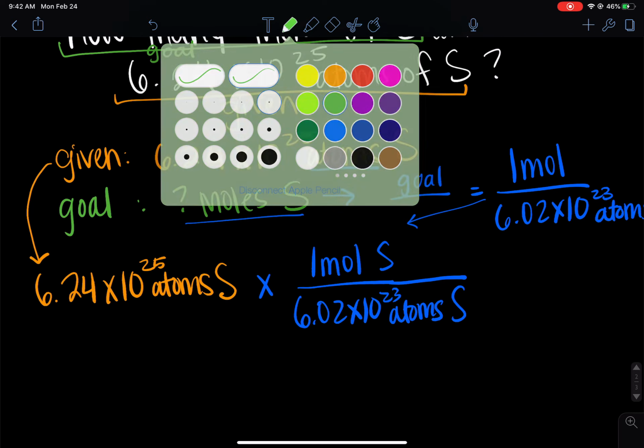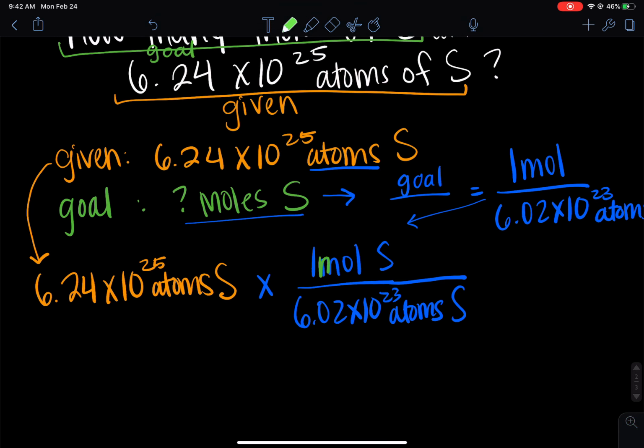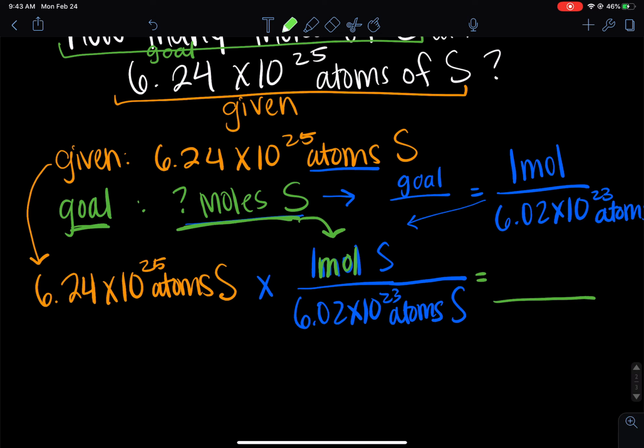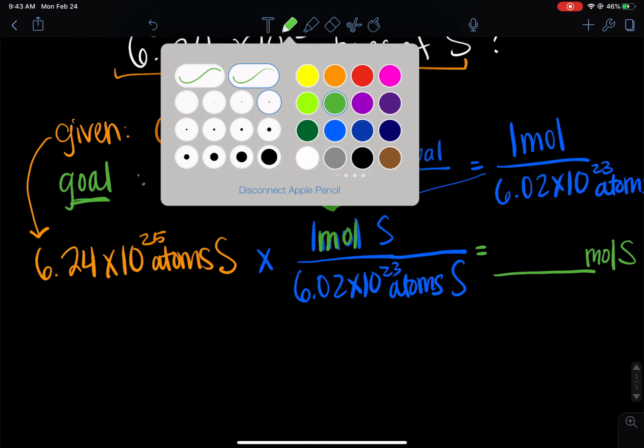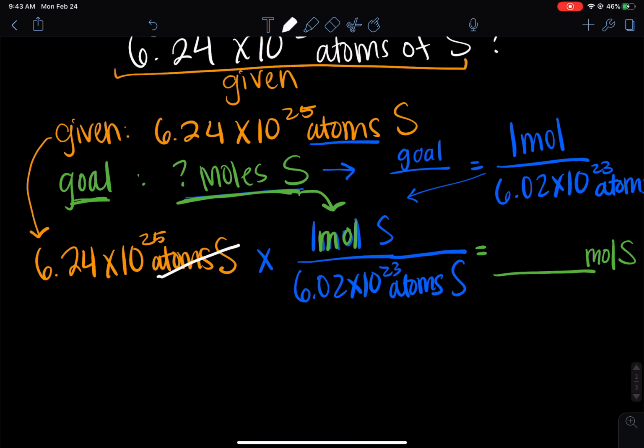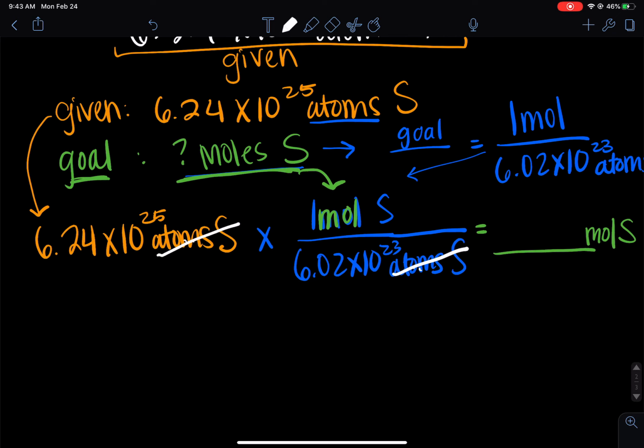So once you have your conversion factor, you want to make sure that your goal is on top. Whatever is on top needs to match up with this goal, and it does. We're asked for moles of sulfur. So once you have that, you can just solve for moles of sulfur. You can also make sure that the word atoms of sulfur cancels, because if you divide by the same thing, you're getting rid of it. So atoms of sulfur divided by atoms of sulfur gets rid of the words atoms of sulfur.